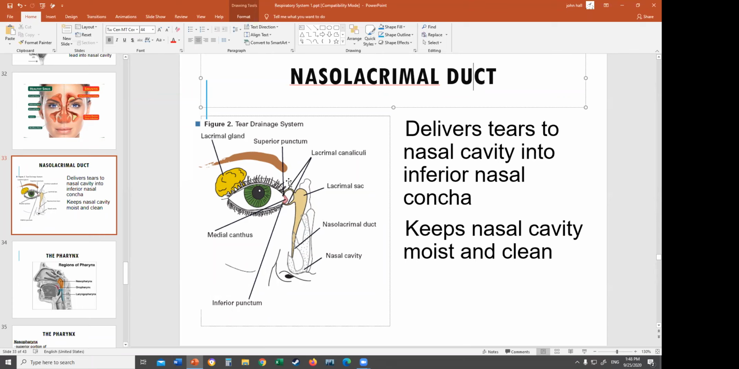When your nose is running like that, the nasolacrimal duct is leaking tears basically into your nasal cavity, which helps to clean it, right? So in a way, it's almost as if you're crying through your nose hole, which sounds a little ridiculous. But that's basically what you're doing, right?